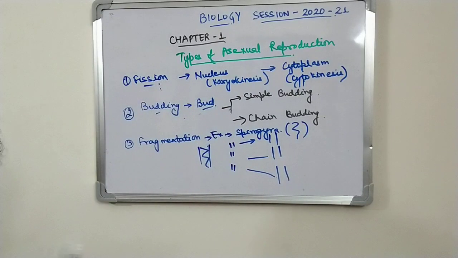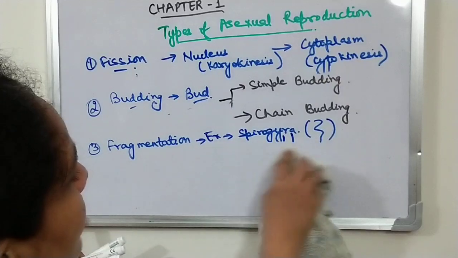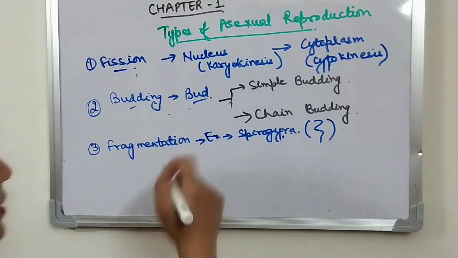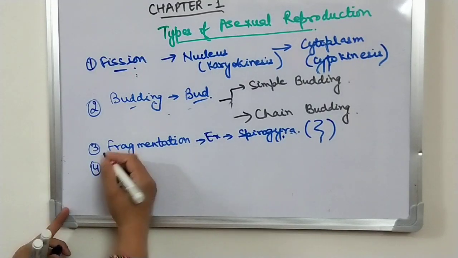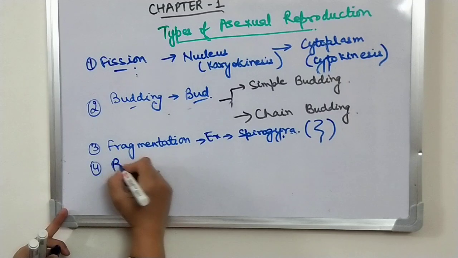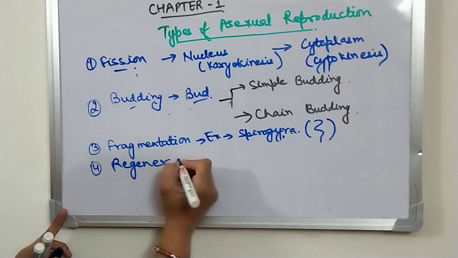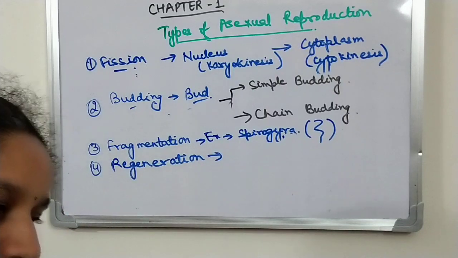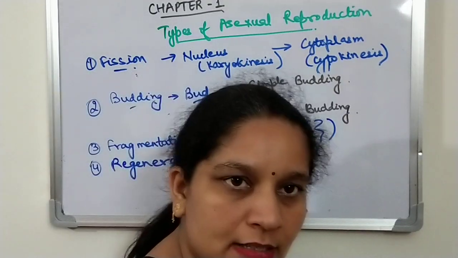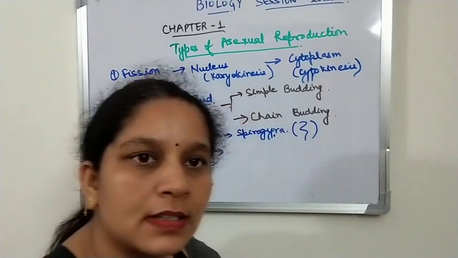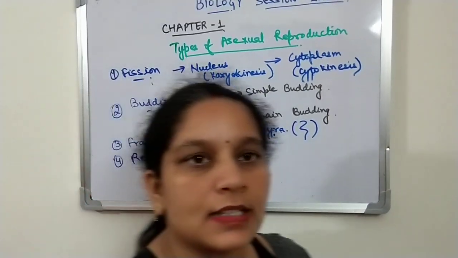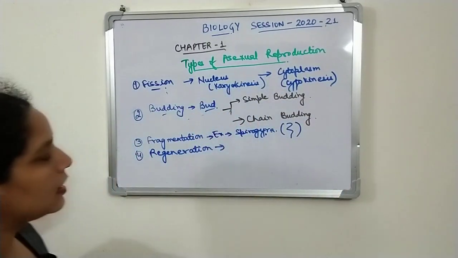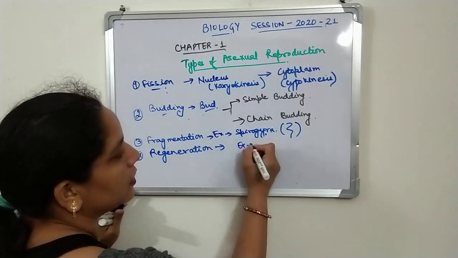Now moving to the next type, which is known as what? The next type is known as what? Right, it is about regeneration. What is regeneration? Regeneration can be used as a repair mechanism, but in case of the lower simple single celled organism, it is taken as a type of reproduction, because in this the example is simple one, your planaria.